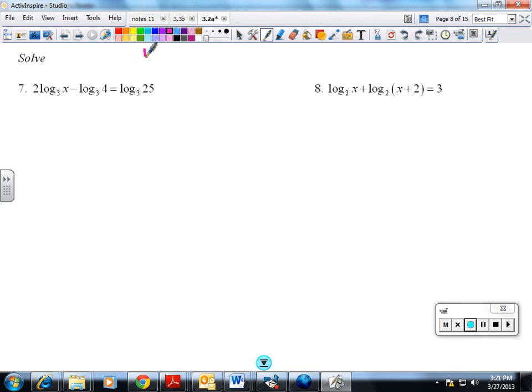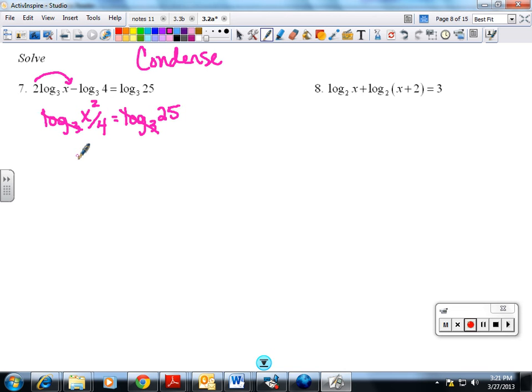The first thing you're going to want to do when you're solving is you're going to condense it, both sides. So the 2 becomes our exponent, and so it would be log base 3 of x squared over 4 equals log base 3 of 25. You kill your logs. So you got x squared over 4 equals 25. You times both sides by 4. So x squared equals 100. You take the square root.